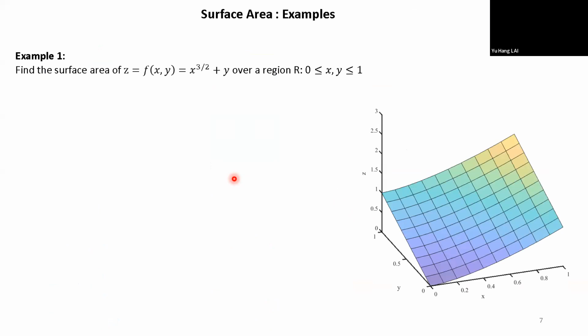So let's try some simple example here. I have this curved surface, given by x to the power of 3 over 2 plus y. So this is my curved surface. And then I want to find this surface area over this region R. What is the region R? The region R is defined right on the xy plane. It's this region in the xy plane.